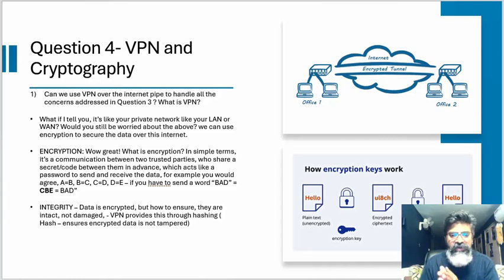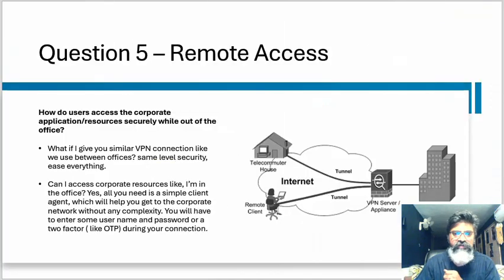Integrity. Data is encrypted, but how do we ensure it is intact, not damaged? VPN provides integrity through a hashing mechanism. We use SHA or MD5 sort of hashing in the VPN. So that's about VPN cryptography.